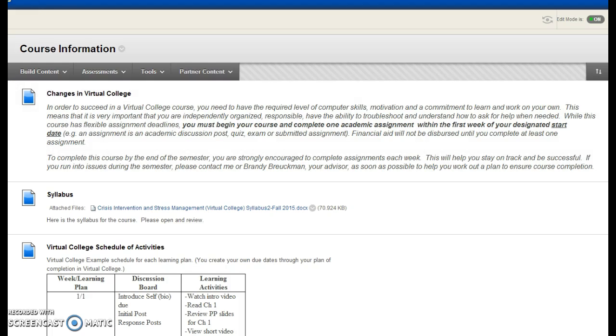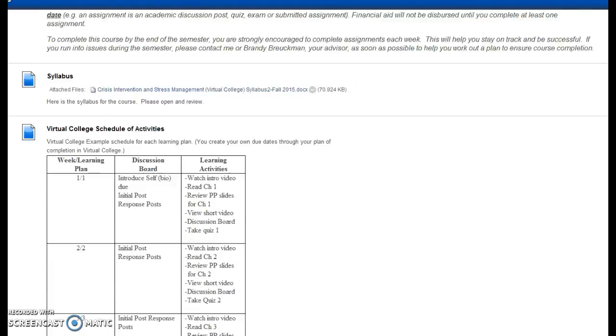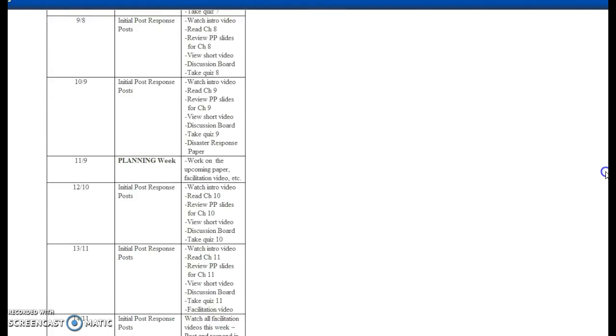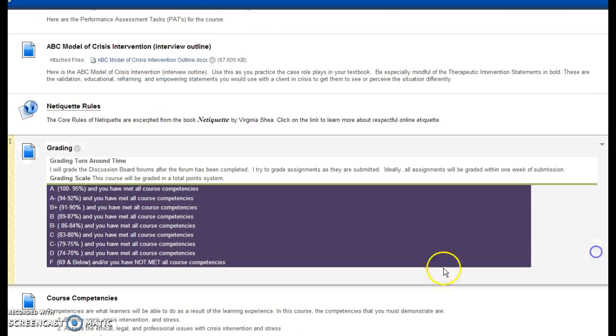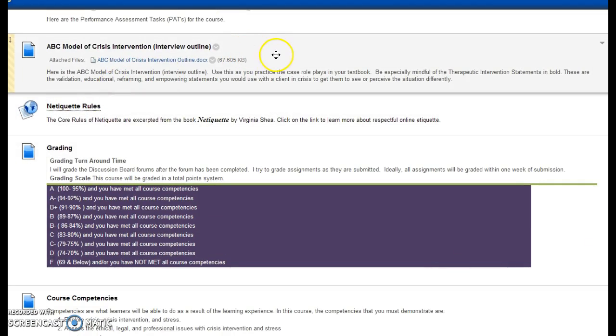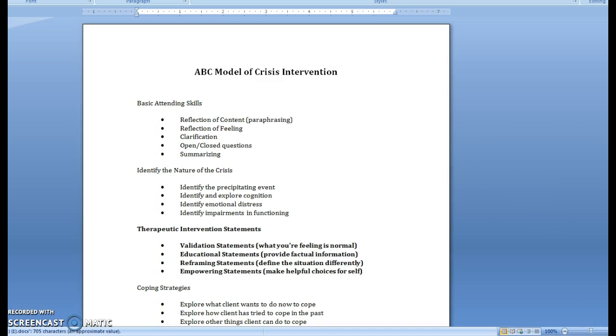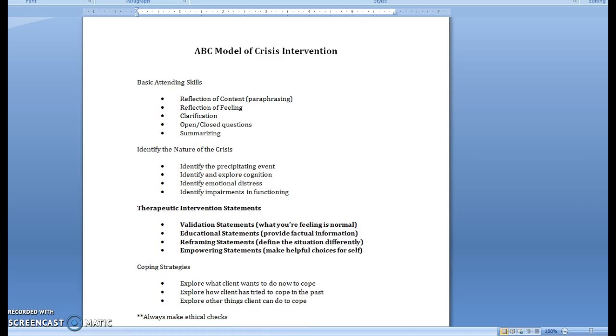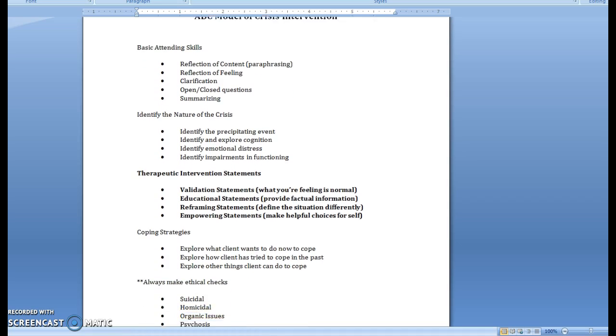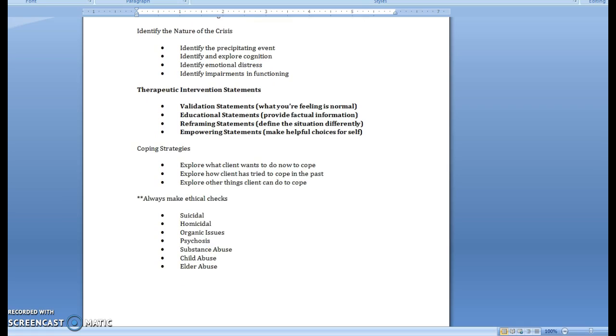Okay, here we are at course information. If you pan down a little bit, all the way down, you're going to see the ABC model of crisis intervention outline. You're supposed to use this as you practice case role plays in your textbook, look at the intervention statements. So we click that. All right, and that should come up. So this really has helped people. The course writer has shared, because if you include all of these things, you should do really well in this assignment. Mind you, I'm fully aware it's easier said than done.